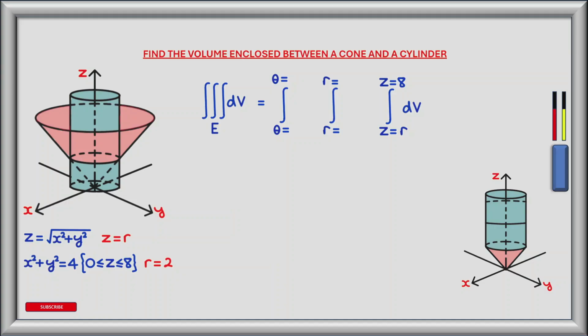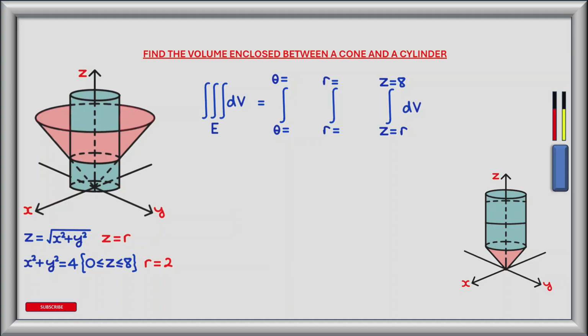And the upper limit of integration is the upper plane of the cylinder, so where z equals 8. If you remember when we looked at volumes using polar coordinates, we multiplied by a height component, which was the difference between the upper function and the lower function. Well, this is essentially the same, except we are now using an integral to do this.